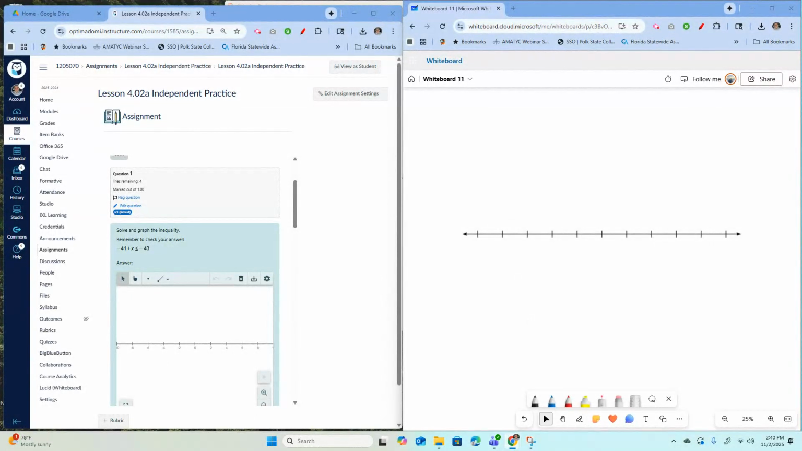All right, here's how you do lesson 402A independent practice. Here we're working with what is called one-step linear inequalities. Here's problem number one. I'm going to do something similar.